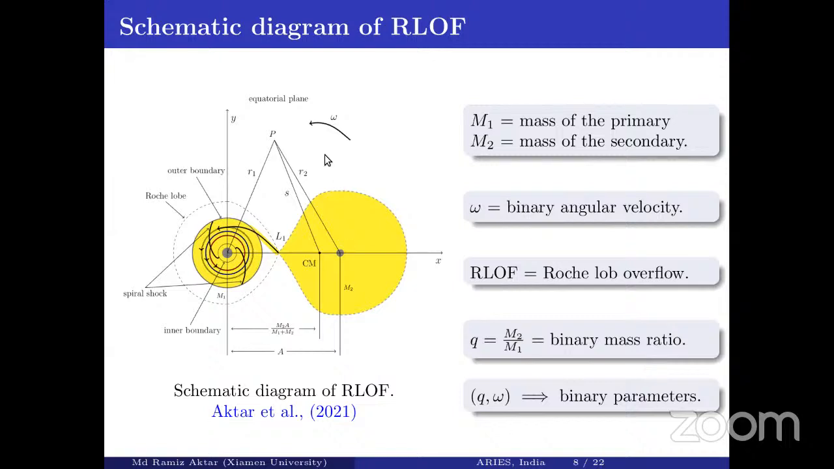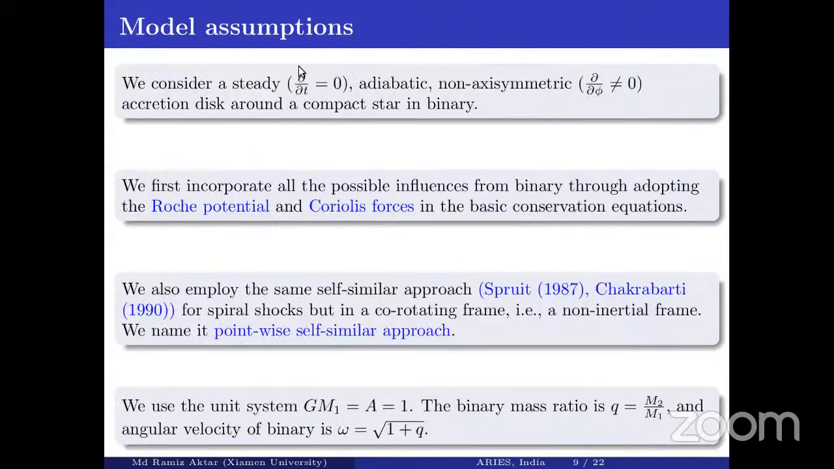Now let's discuss our model assumptions. Here we consider a steady flow, where the time derivative is not present. We also consider it adiabatic and non-axisymmetric, so there will be a delta phi term present in the accretion flow. We consider a compact star in a binary system, and we include all the possible influences from the binary by adopting the Roche potential and the Coriolis forces.